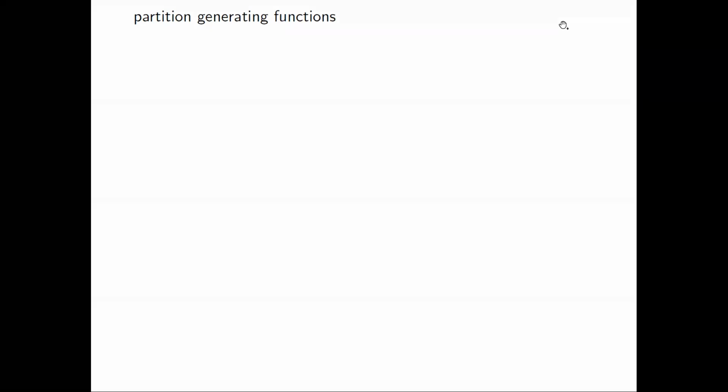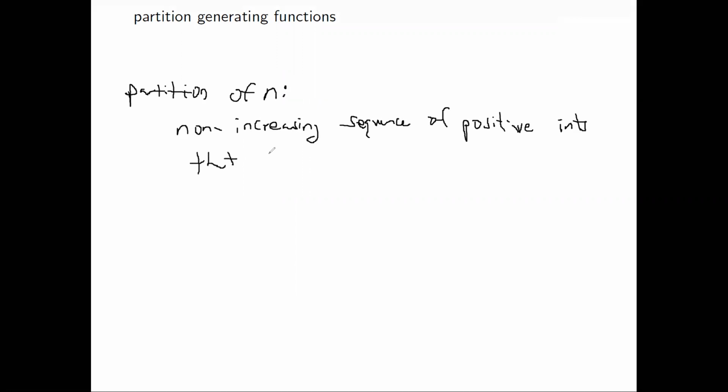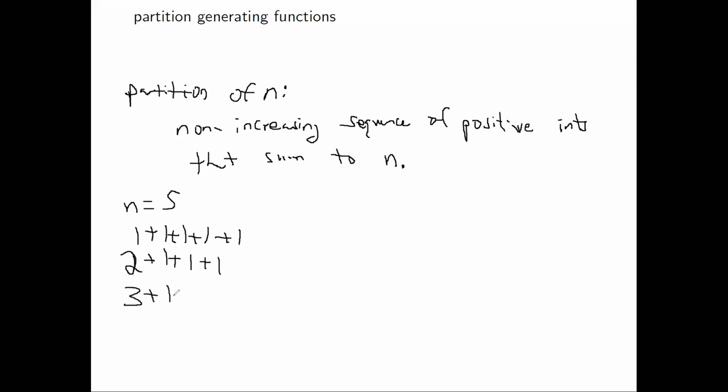Just to review, a partition of n is just a non-increasing sequence of positive integers that sum to n. And we saw some examples of partitions. So we saw when n equals 5, we got 7 total partitions. So those are all 7 partitions of n equals 5.